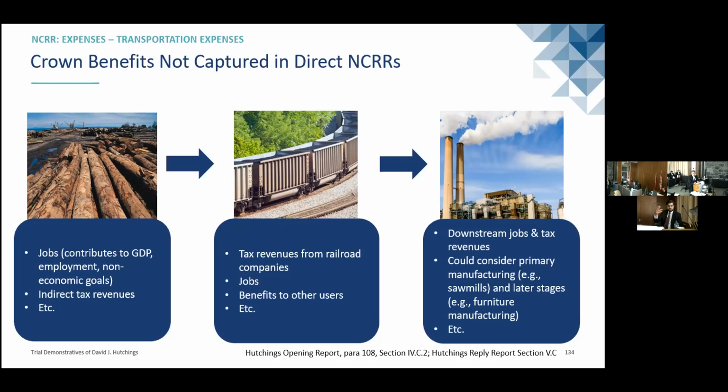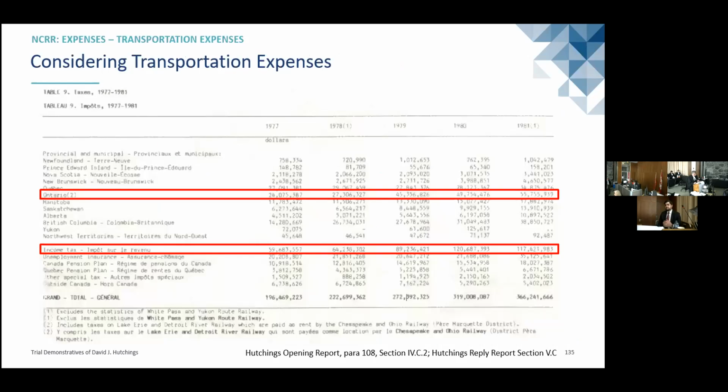This is an example, I think on the next slide, I mentioned taxes. This is something I discussed in my reply report. This is a snapshot of income taxes paid by railroads. You can see in Ontario from 1977 to 1981, the number was between 24 and 55 million per year. So those are not direct Crown resource revenues that are not included in either set of calculations, but are a benefit. I mean, this is money going directly to the Crown.